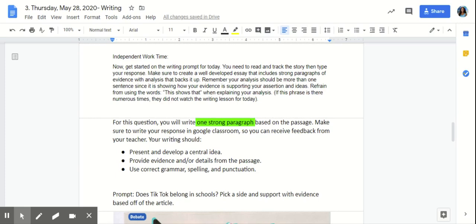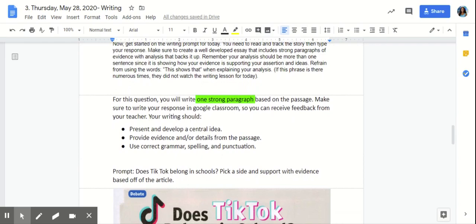If the phrase is there numerous times, then you're not using a wide variety of introductory phrases. So again, for this question, you're going to write one strong paragraph based on the passage, and you're going to make sure to write your response in Google Classroom.